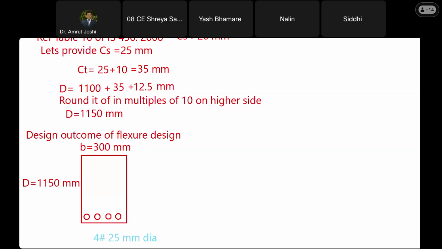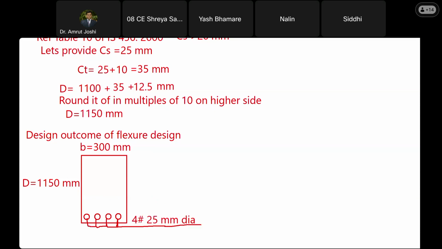1, 2, 3, 4. This is how we write it: 4 bars of 25 mm diameter. Are you with me?